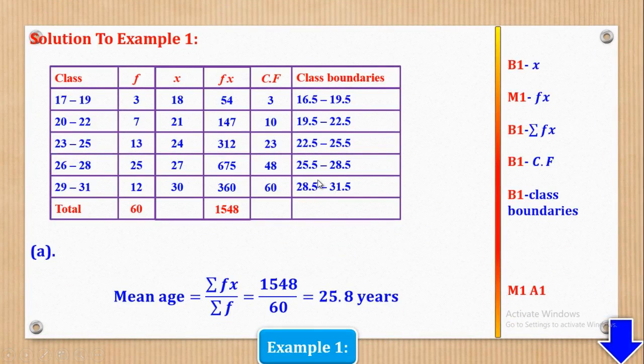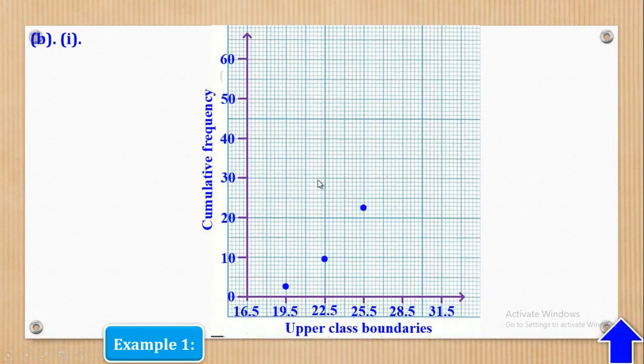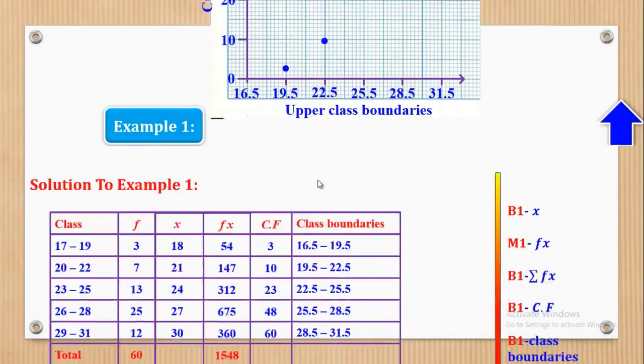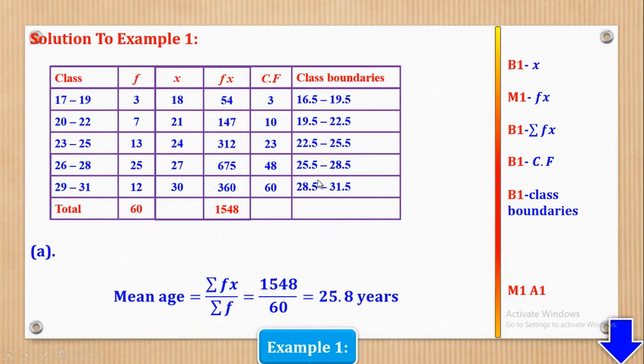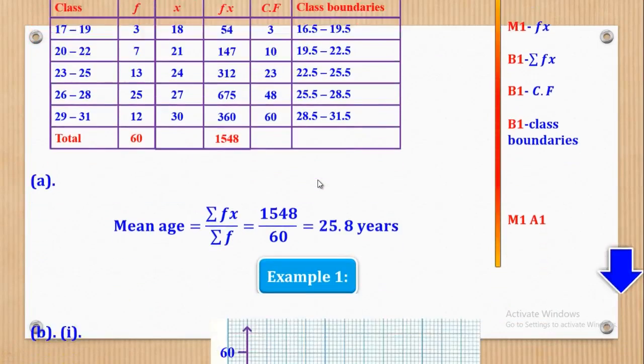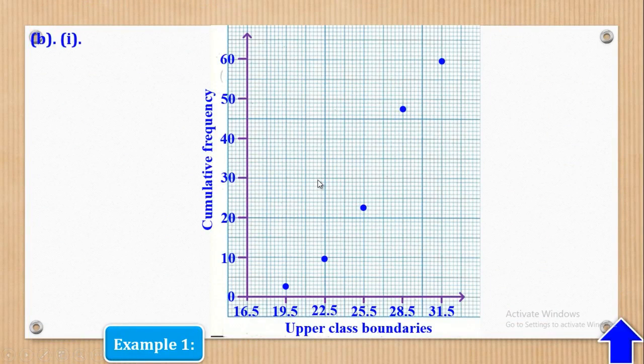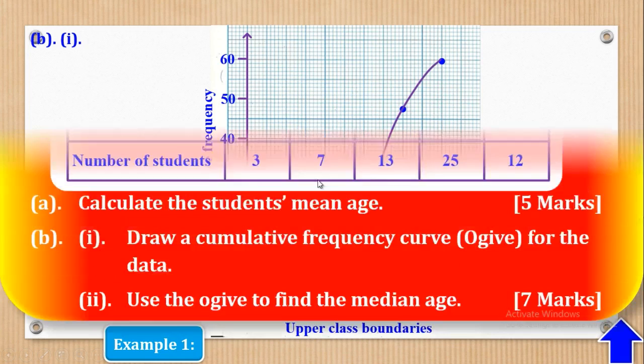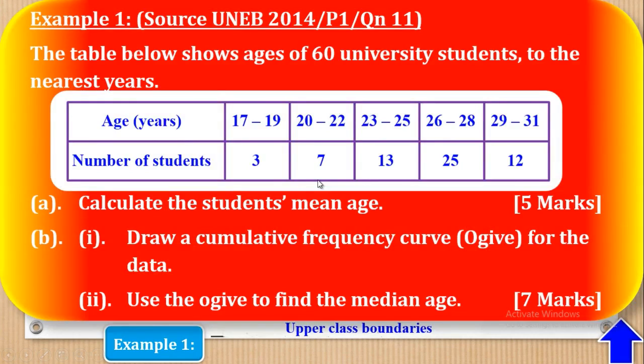Next we go to 28.5, which corresponds to 48. So we come to 28.5, which is this, and look for 48, which is that. And lastly we look at 31.5, which corresponds to 60. So we come to 31.5 and look for 60, which is that. So by that we have plotted, and next is to draw a smooth curve through all those points. When you do that, you come up with this curve. Okay, so now that is part A, where they told us to draw a cumulative frequency curve for the data.